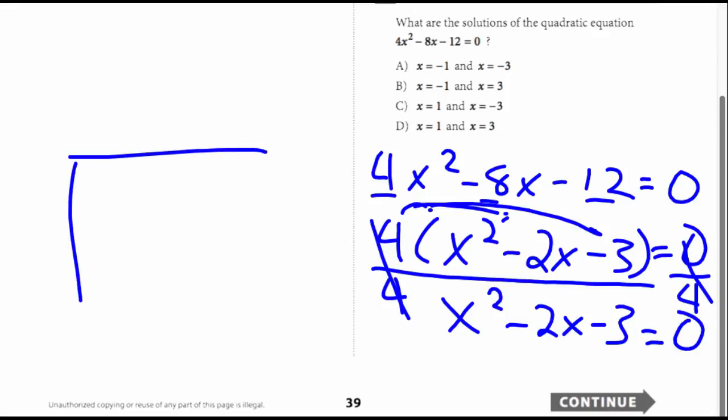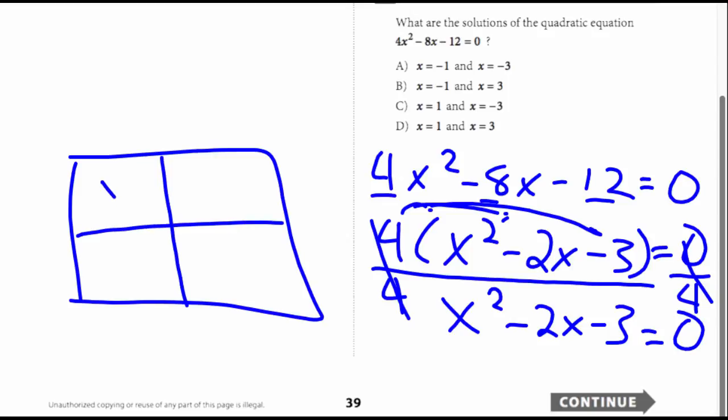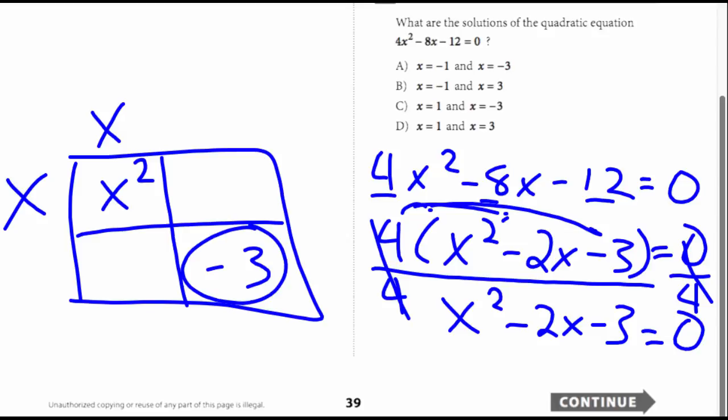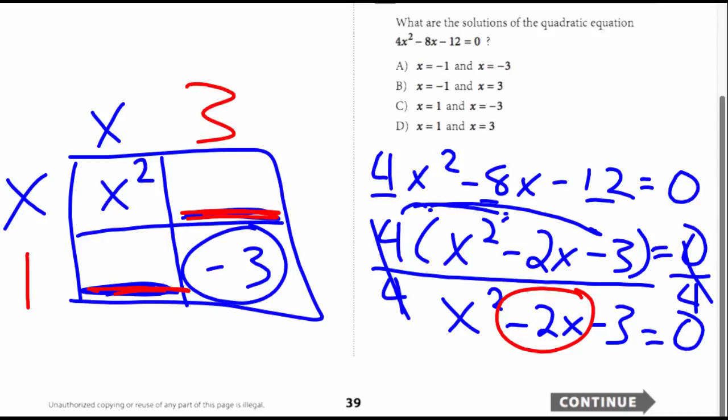Now, if I want to solve this, I take the first and last term and put them in my box. I know that the first term we get by multiplying x times x. And then the last term is a prime number, negative 3. But here's the thing I need to consider. These two numbers, when I multiply them out and then add them up, have to equal negative 2. So I have a 3 and a 1, because that's the only two numbers I can multiply to get 3.